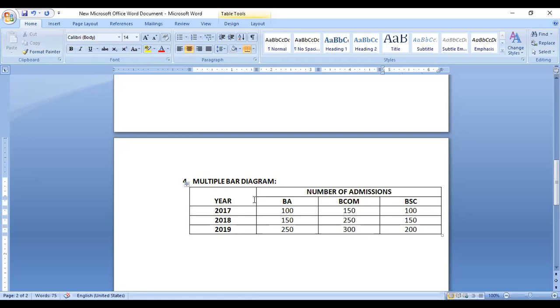I have taken a very simple example so that you can easily understand. Okay. Now, how to draw? You see, same data we will draw.